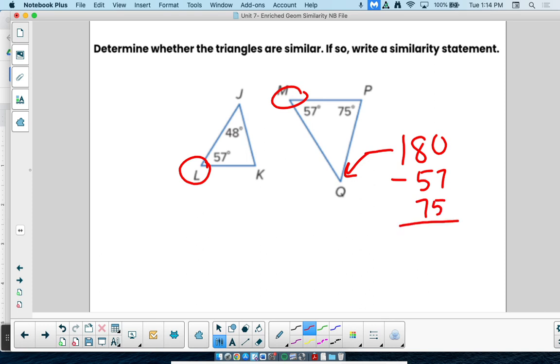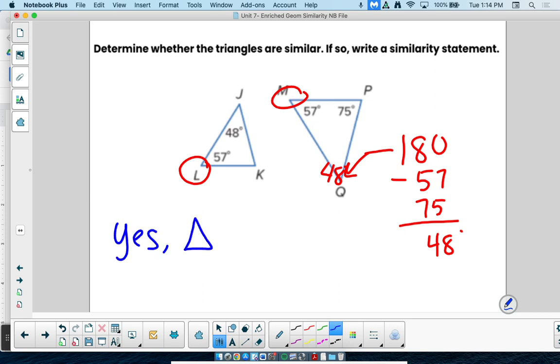Is it 48? Now check it out, they're going to try to trick you. It is actually 48. So if we have two pairs of congruent angles, you're going to say yes.